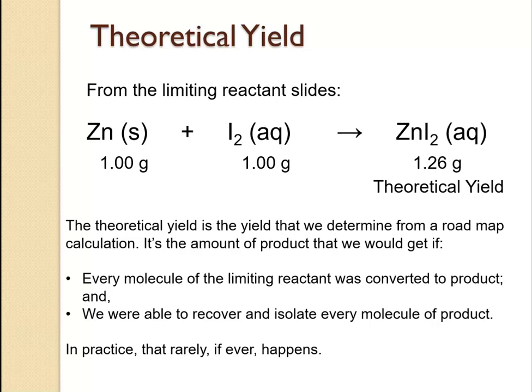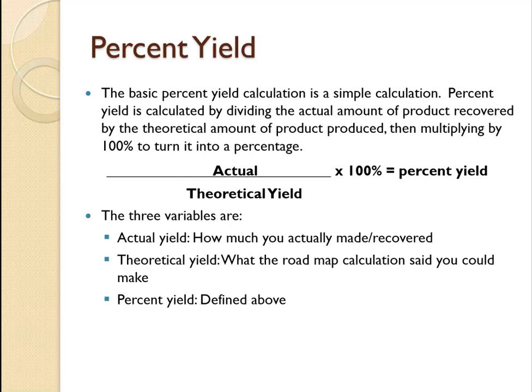Occasionally, you will recover and weigh out an amount of product that's more than the theoretical yield. That really can't actually happen. And so what that really means is that there is some impurity present in your product. Okay, well, the basic idea of percent yield calculation is very straightforward. We're essentially saying whatever we recovered, how much of that is it as a percentage of the theoretical yield.